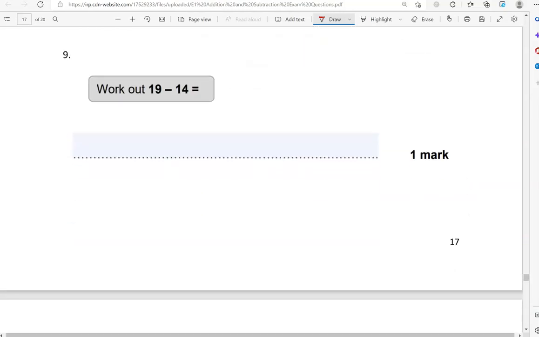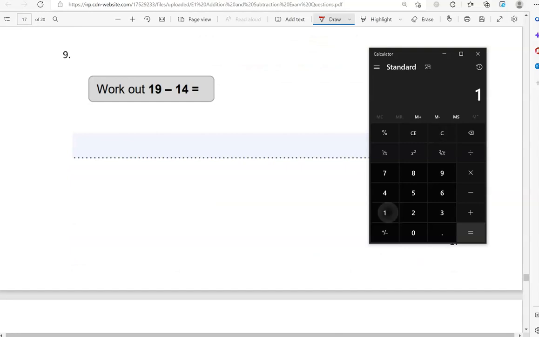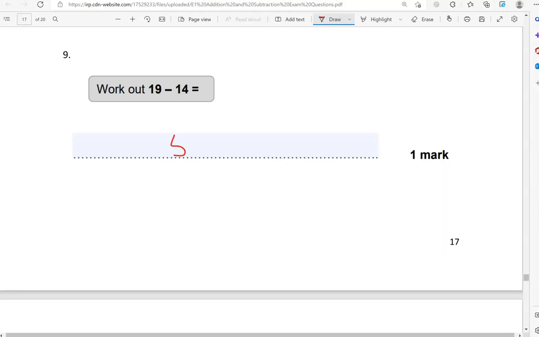Work out 19 take away 14. So 19 take away 14, that gives us 5.